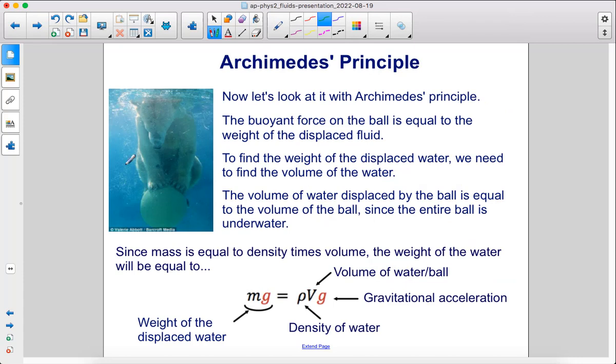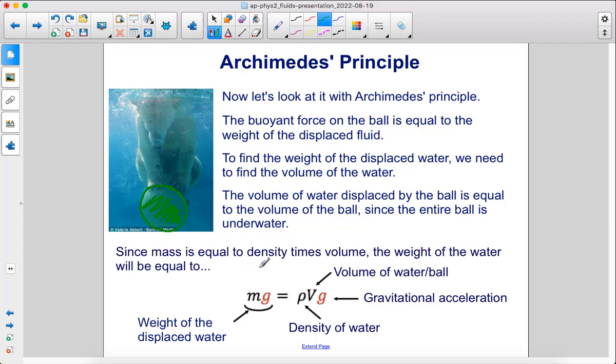Now let's look at the same picture with Archimedes' principle. The buoyant force on the ball is equal to the weight of the displaced fluid. To find the weight of the displaced water due to this ball being underwater, we need to find the volume of the water that is displaced by this ball. The volume of water displaced by the ball is equal to the volume of the ball, since the entire ball is underwater.